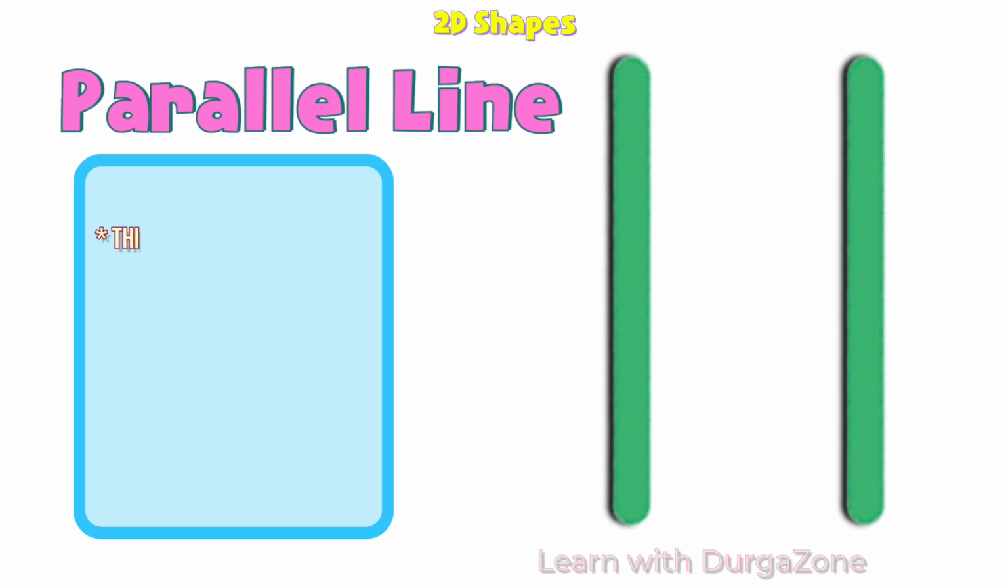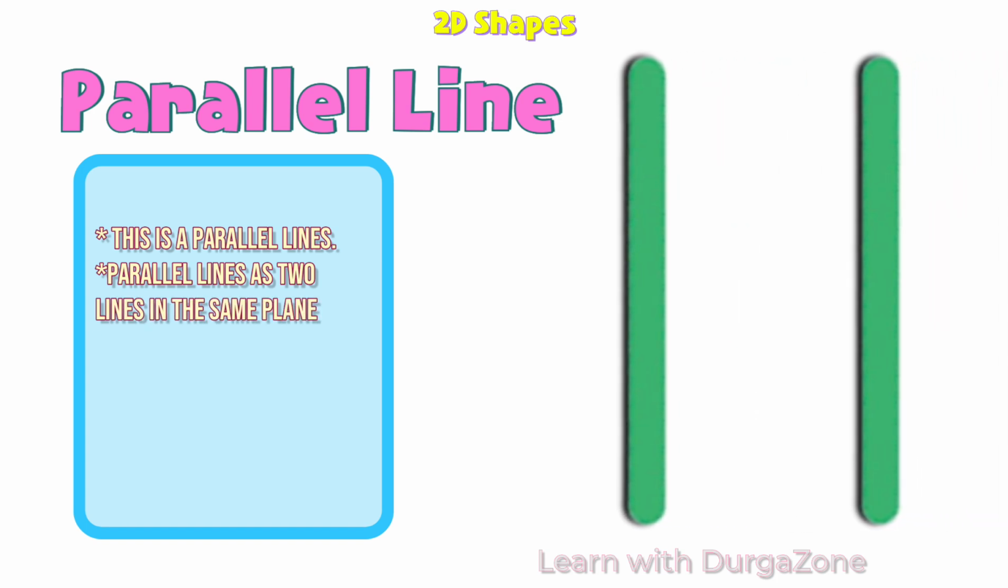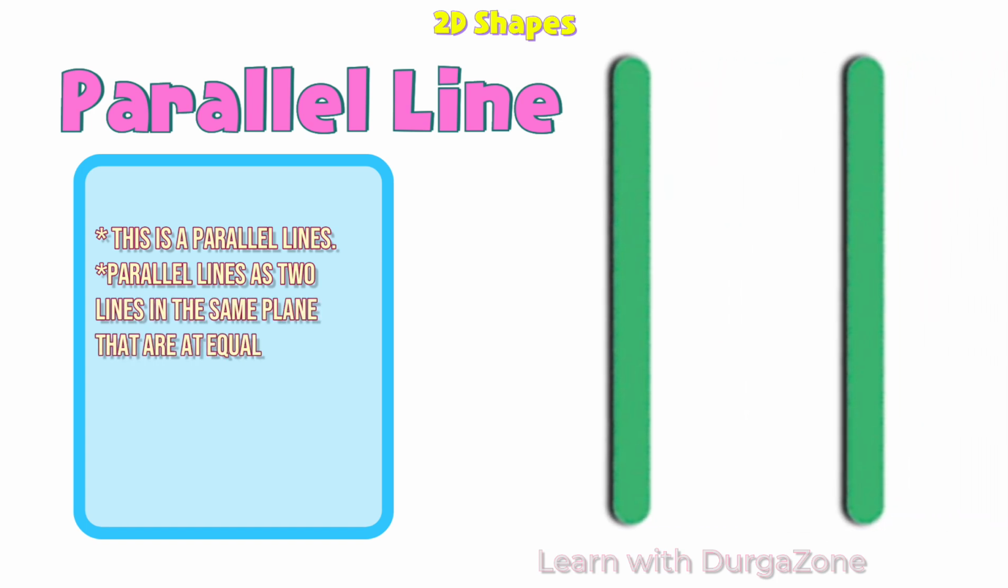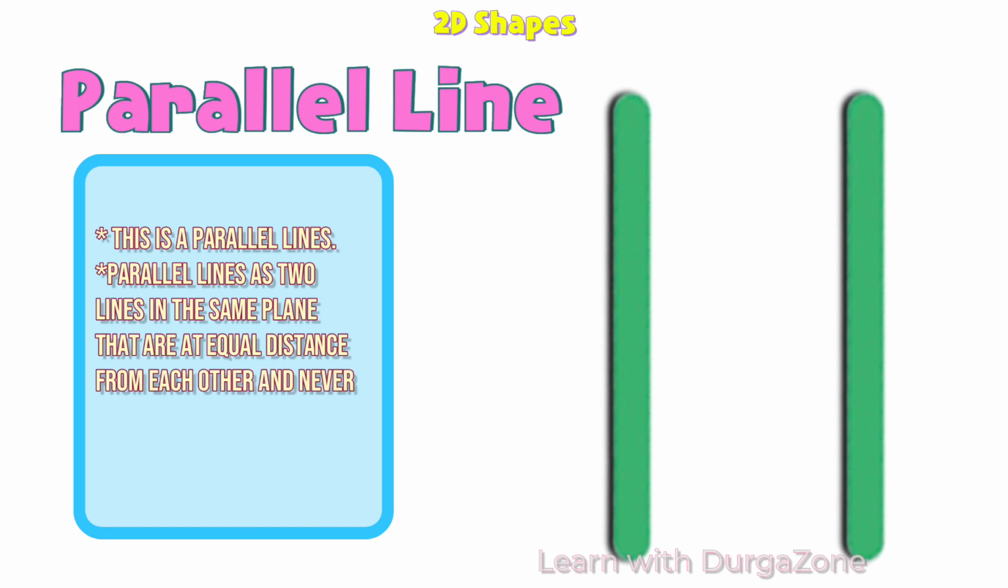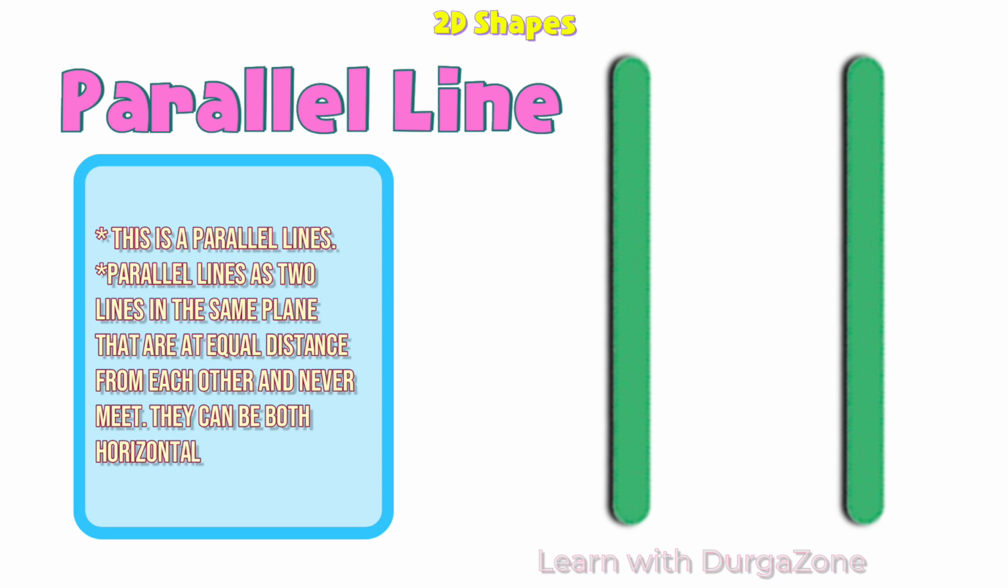Parallel line. This is parallel lines. Parallel lines are 2 lines in the same plane that are at equal distance from each other and never meet. They can be both horizontal and vertical.